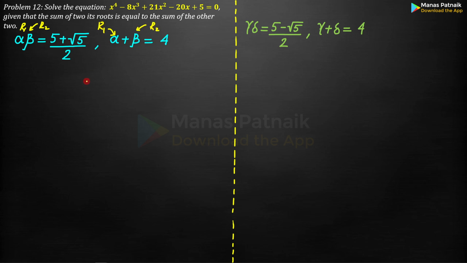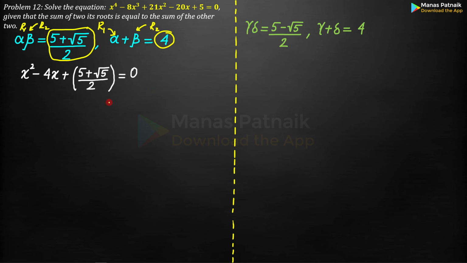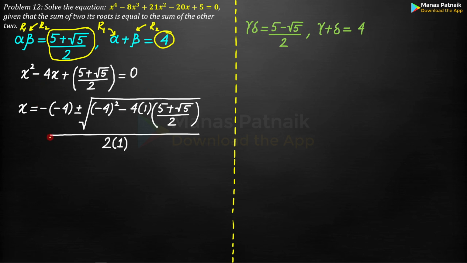In the same manner, you can go for x square minus sum of the roots, that is 4x, plus product of the roots, that is 5 plus root 5 over 2. You have another quadratic equation. Again, you can apply the formula and calculate the value of x. This is how it goes. Again, you have to simplify this. I've already done the simplification. This is what you get eventually.